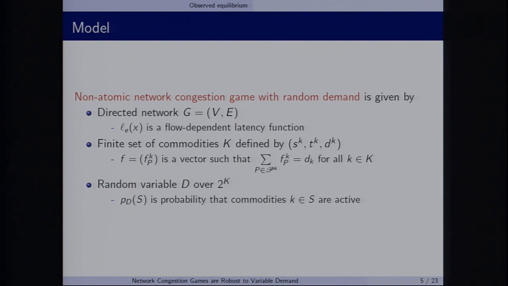Note that we make the standard assumptions on these latency functions. In particular, we assume them to be non-decreasing. The more users, the longer it takes to reach the next node. Second ingredient, we have a finite set of commodities, and each commodity is defined by a source, so a starting node, a sink, an ending node, and the demand, which is the size of the commodity.